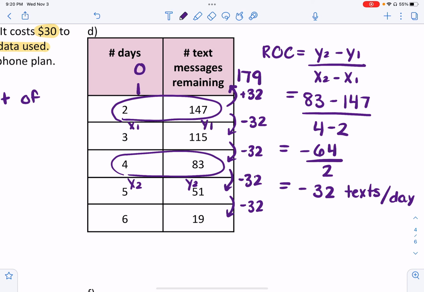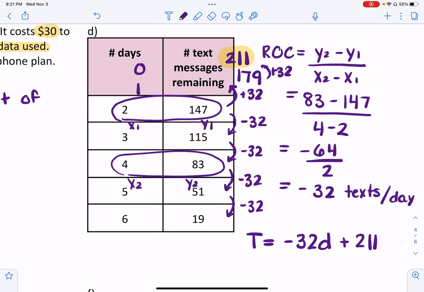And then we'll determine how many I had after 0 days, so right at the very beginning. So I'll add 32. And I started with 211 at the very beginning. There we go. So that means that my equation, my number of texts remaining, will be minus 32 each day plus that original 211 that I started with.